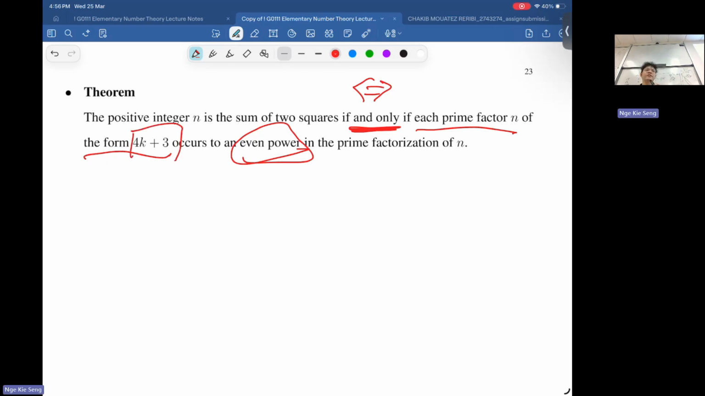Do you still remember about this 4k plus 3? 3 mod 4, right? Just now we say we ban 3 mod 4, right? But then if you have a prime factor of 3 mod 4 to an even power, then you can always write it as a sum of two squares. We're not going to show you the proof, but you're going to see it as an example.